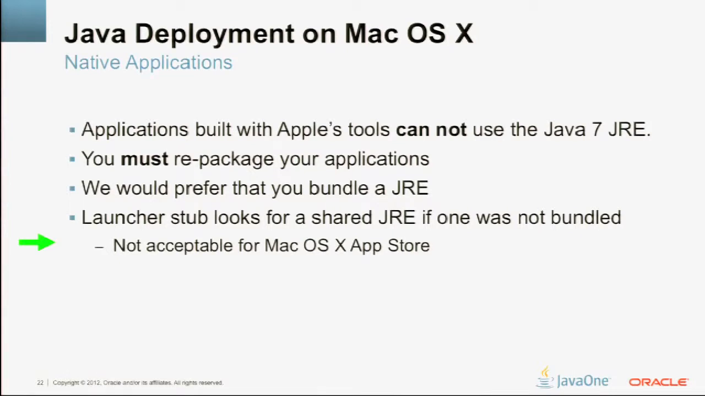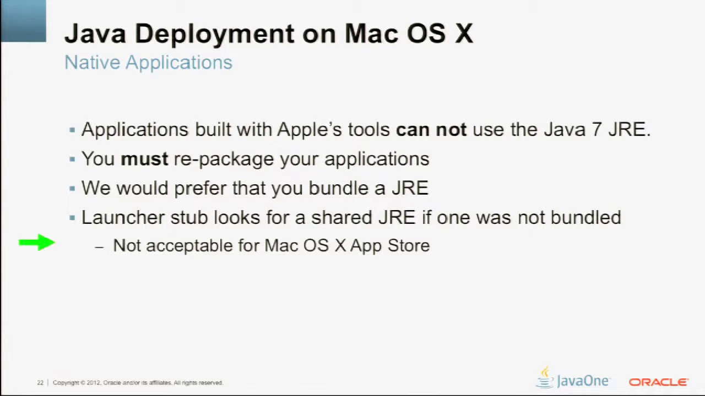So you have an option to not do that when you package, but the launcher stub that we have knows to look inside the bundle for a JRE. If you don't find one, look in the system one in Library Internet Plug-ins. If we don't find one there, tell the user now you've got to go get Java. And we have a link to java.com for when that happens.